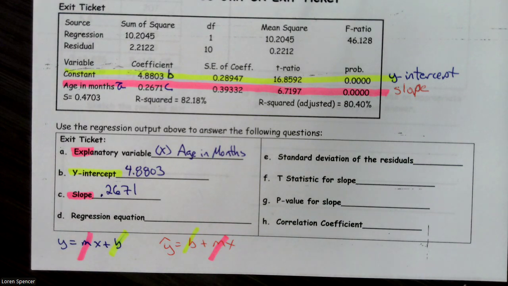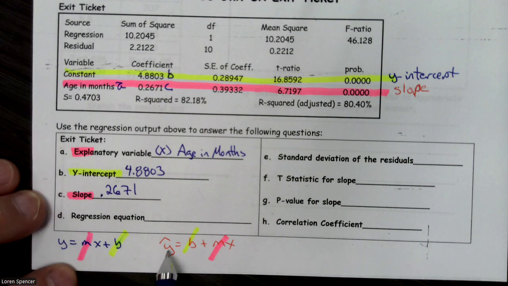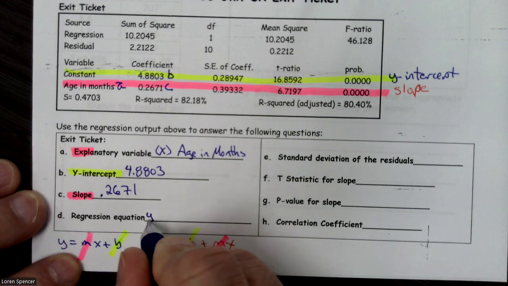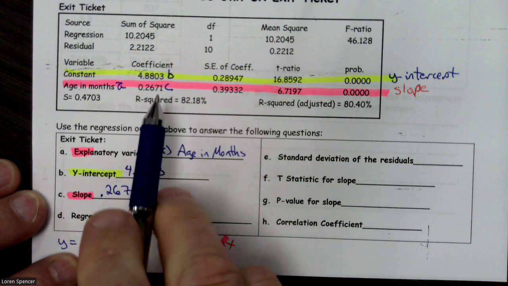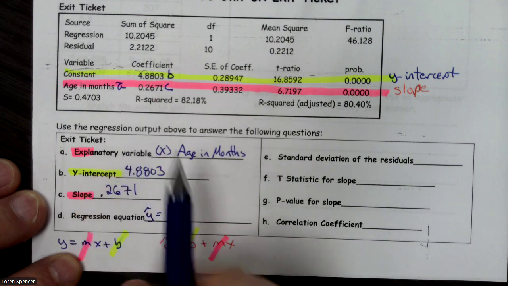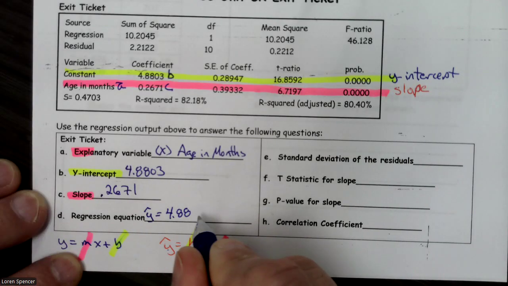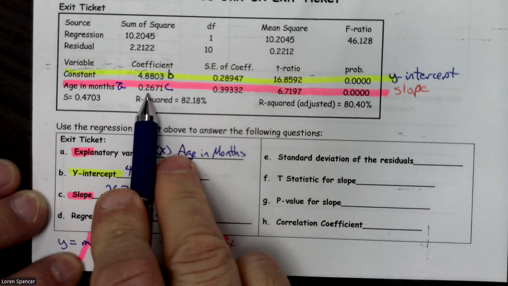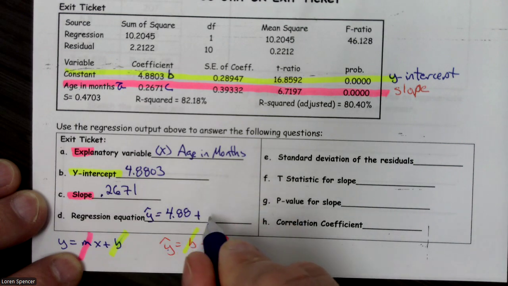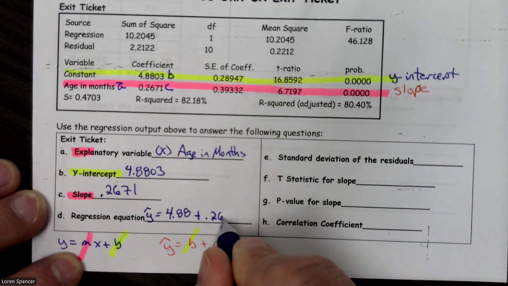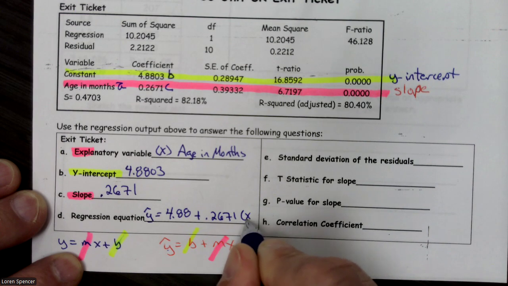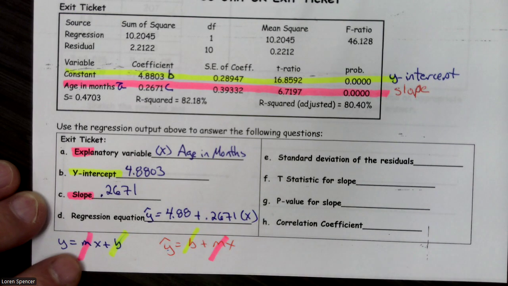So in this case, our regression equation, we'll start off by just writing the y hat equals, well, our y-intercept is 4.8803, and I'm going to shorten that up just so I have room, so 4.88, and our slope is positive, so plus 0.2671, and then we'll drop an x in there. All right, so that's our regression equation.